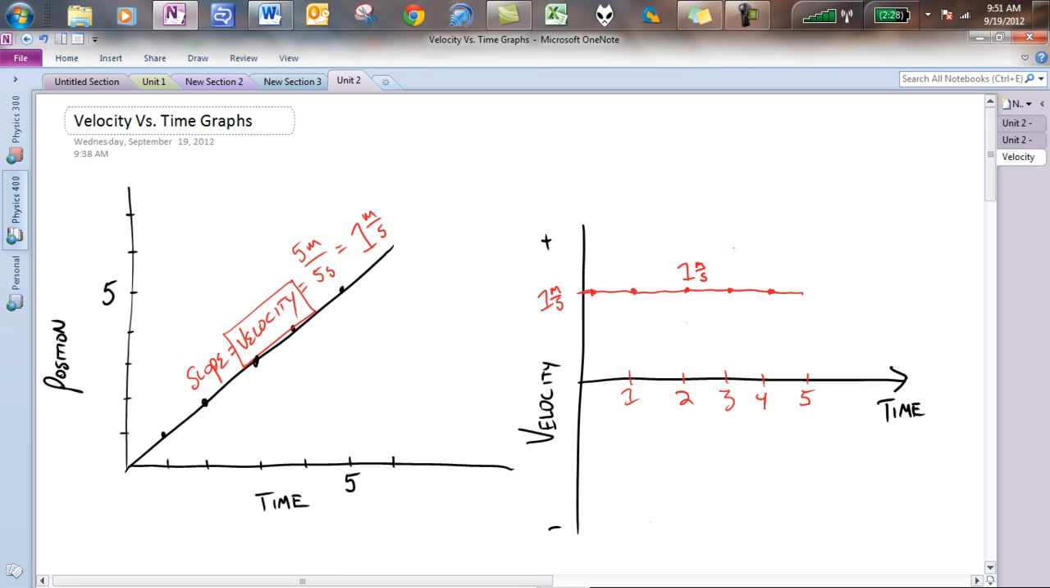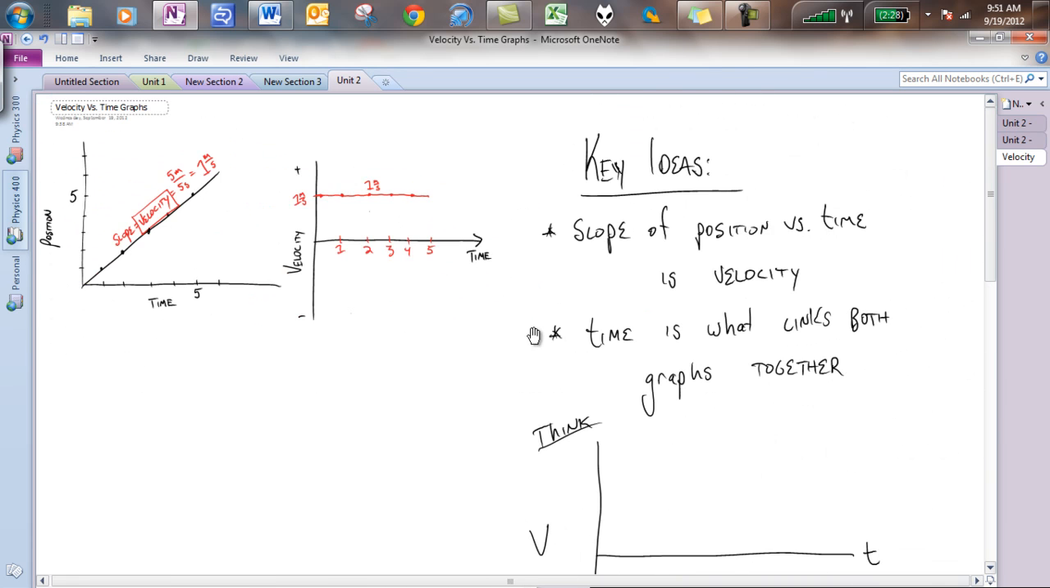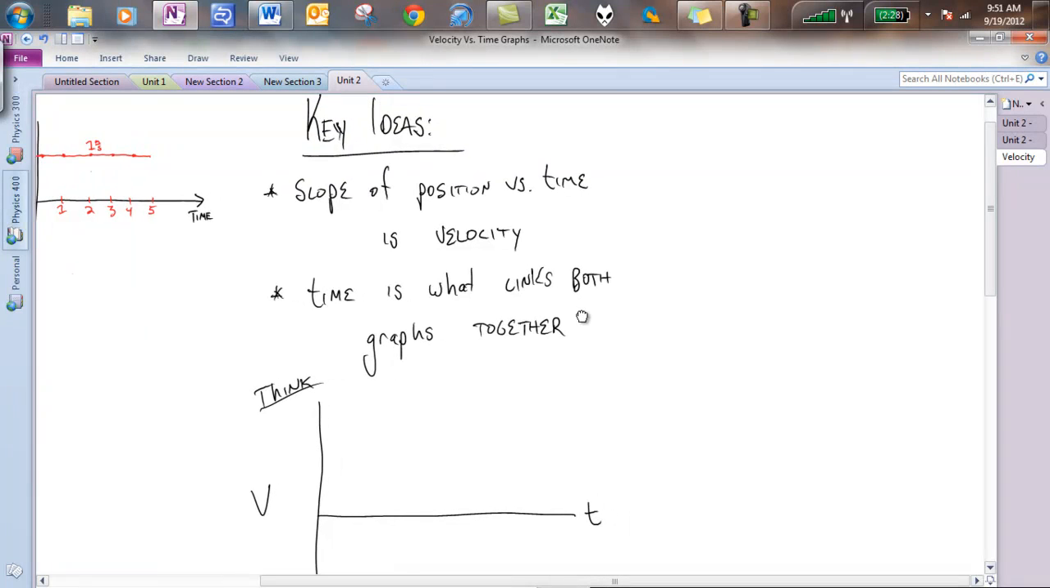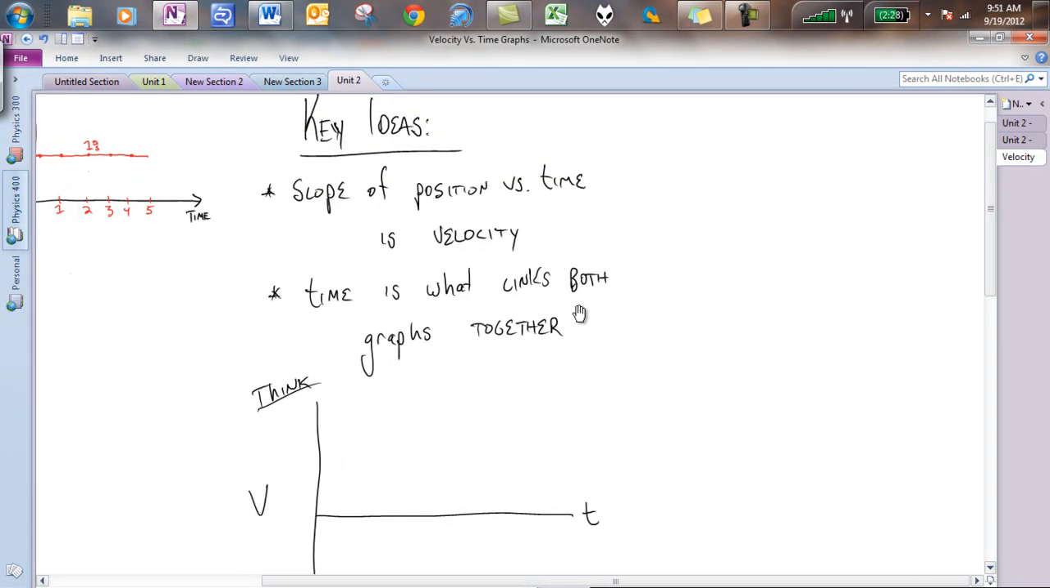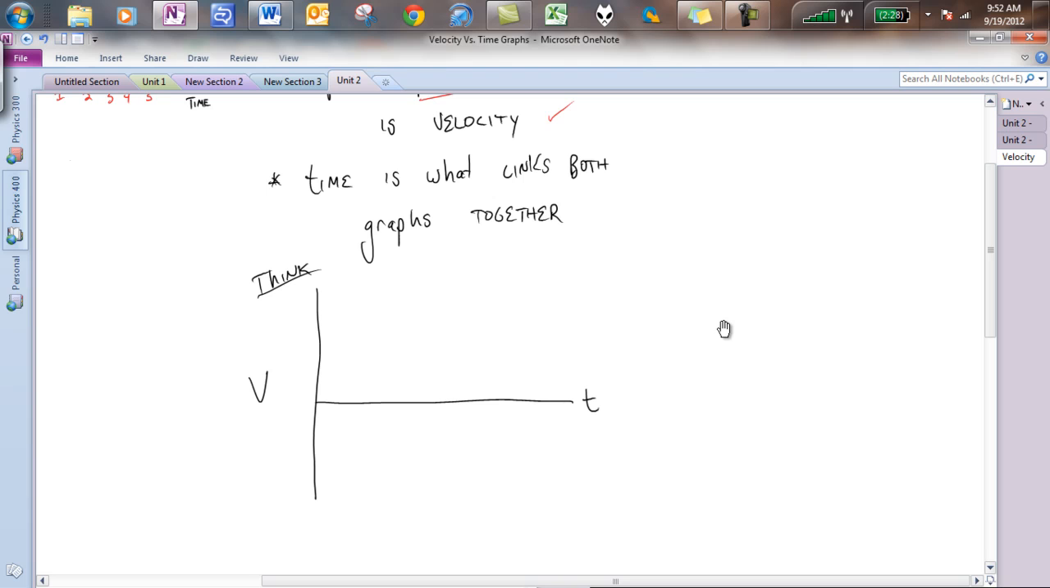So, things that I would say are key ideas when creating a velocity versus time graph. Remember, number one, the slope of the position versus time graph is velocity. So that's the key idea. You look at the position versus time, and you get velocity from that. Time is what links both the graphs together. We're going to see this in the next example, and this is really helpful when you have different velocities within your graph.